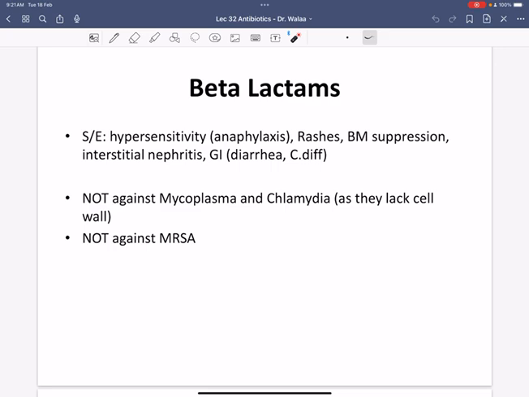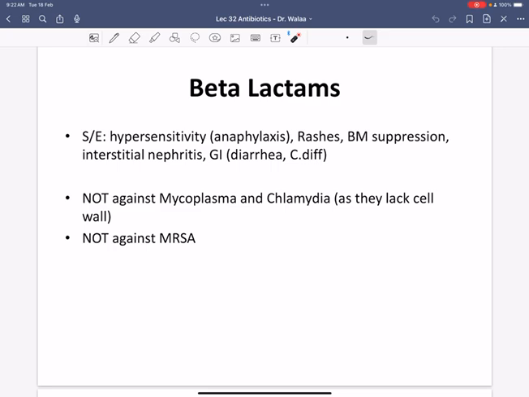So any prolonged use for broad spectrum antibiotics will cause GI manifestations because it will kill the microbiome or the normal flora of the GI, causing overgrowth of other bacteria like Clostridium difficile, causing chronic GI manifestation, diarrhea, and subsequent malabsorption.